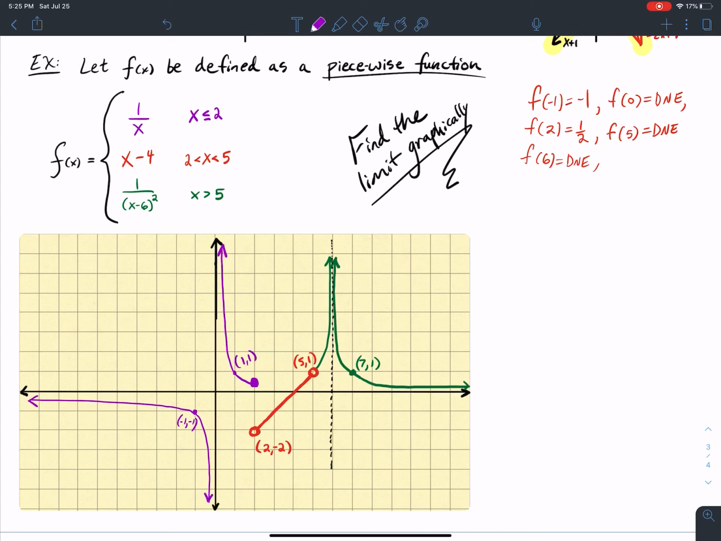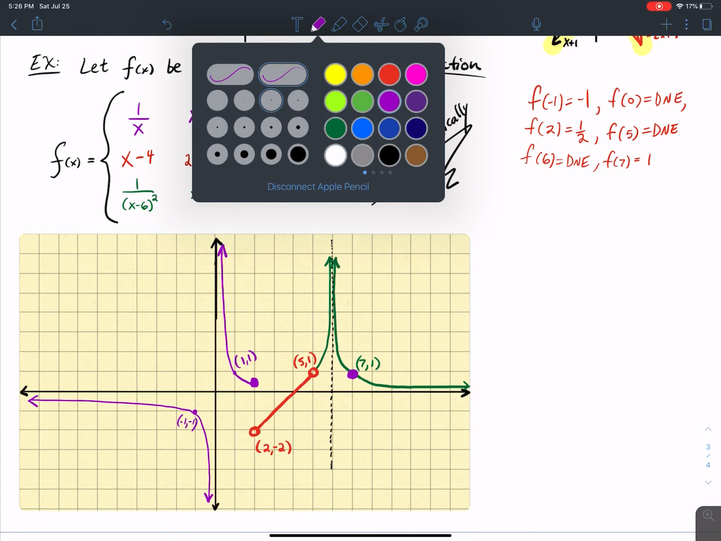Now f of 6. 6 is greater than 5, so it falls in this last one. But if I plug a 6 in here, I have 6 minus 6 is 0. So I can't take 1 divided by 0, right? 0 squared, whatever, is still 0. So that's undefined. It does not exist. f of 7, if I plug a 7 in, I'm going to get this 1 here. So that's just fine to have this here.